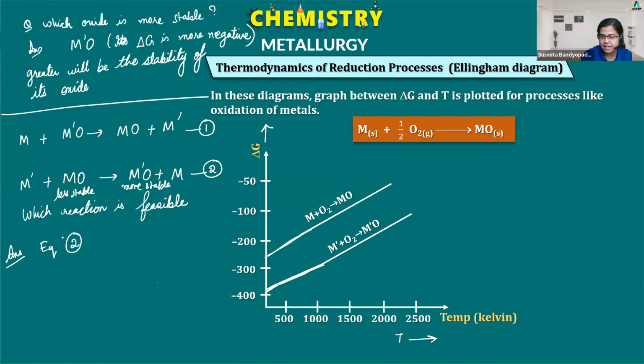Which clearly indicates that one is not feasible and two is feasible. Everyone following, right? Same thing. Good.